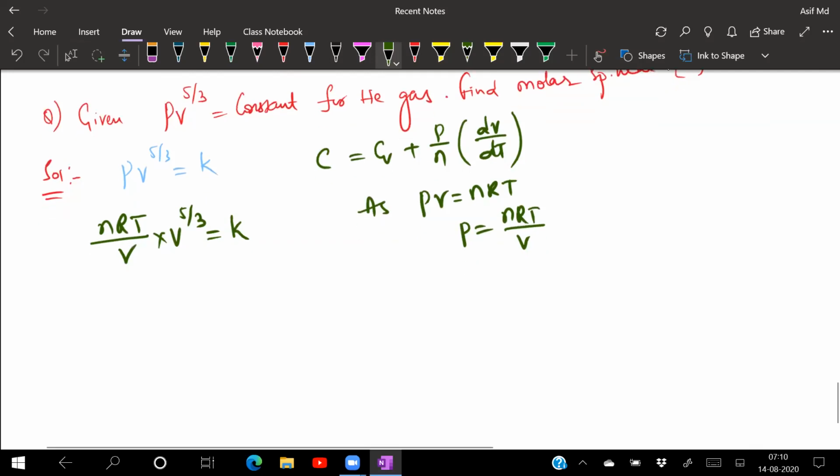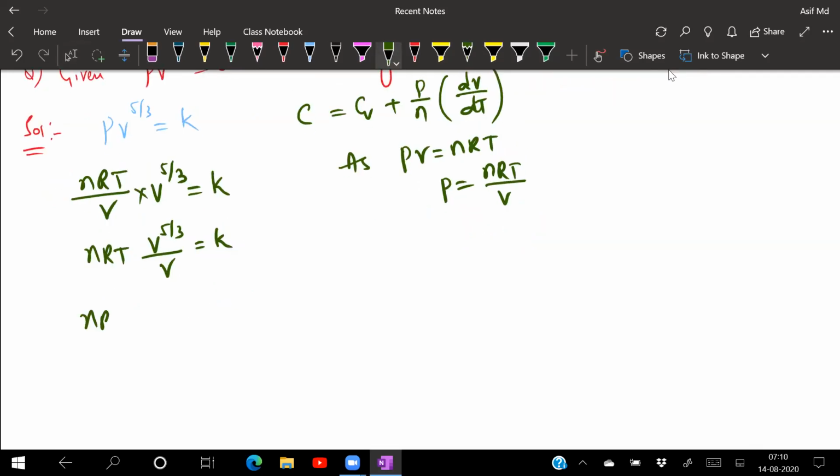Now this will become nR into T, V to the power of 5 by 3 divided by V is equal to K. Now see the calculation very carefully. This is nR into T, V to the power of 5 by 3 into V to the power of minus 1. So it is equal to a constant K. It is nRT, V to the power of 5 by 3 minus 1.